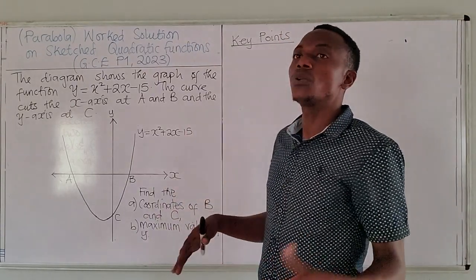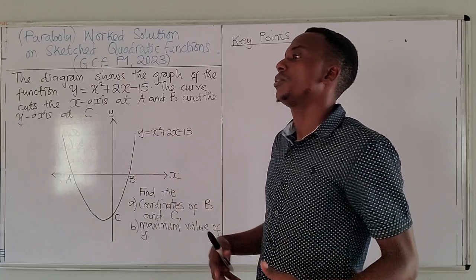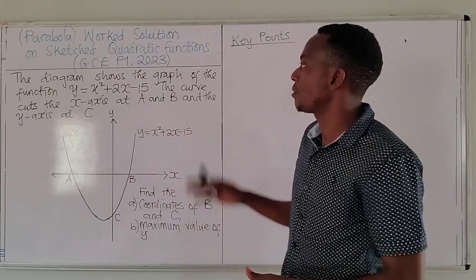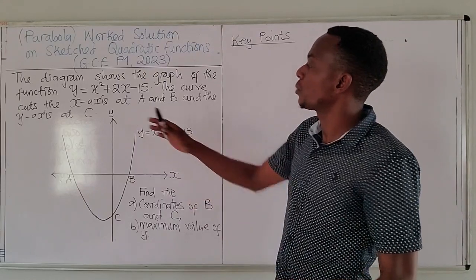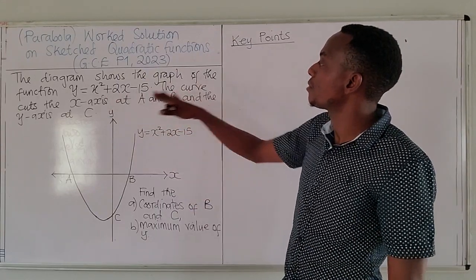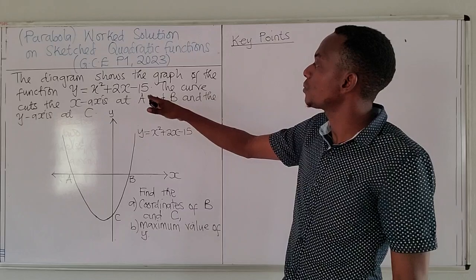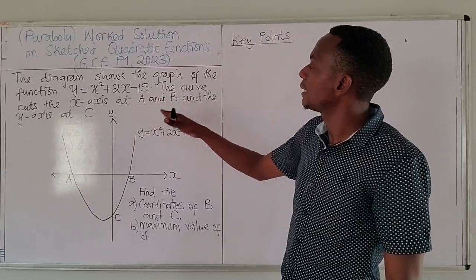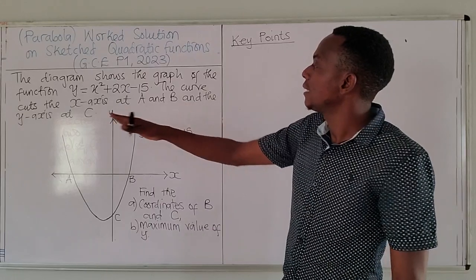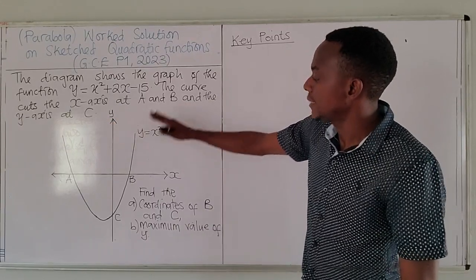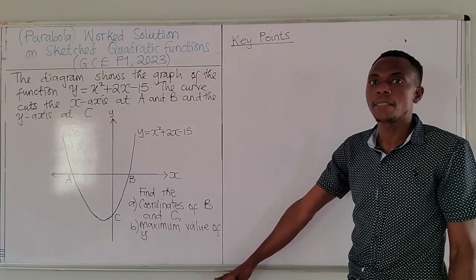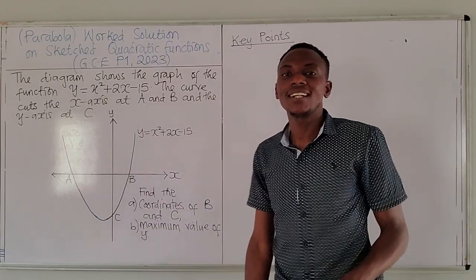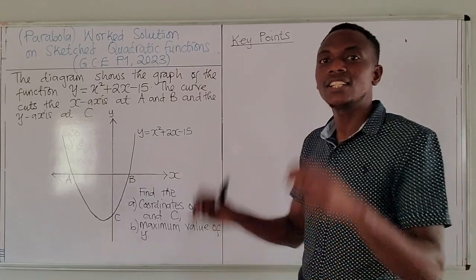In the next video, I'll also make a video where you have to sketch a particular graph of a quadratic function. So the question is: the diagram shows the graph of the function y is equal to x squared plus 2x minus 15. The curve cuts the x-axis at A and B and the y-axis at C. This is the diagram.